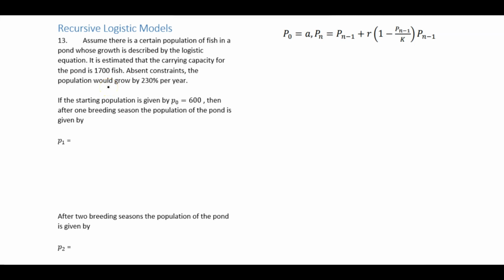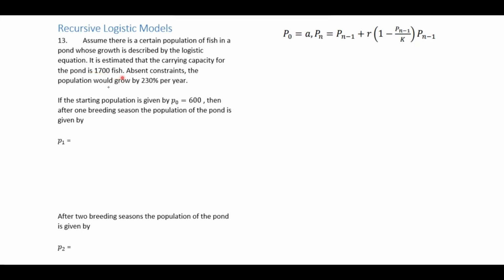Let's take a look at some recursive logistic models. So number 13, assume there's a certain population of fish in a pond whose growth is described by, and here's what's important, they're telling us what it's described by, the logistic equation. It is estimated that the carrying capacity, if they talk about the carrying capacity, you're dealing with a logistic equation. In this case, the carrying capacity is 1,700 fish.